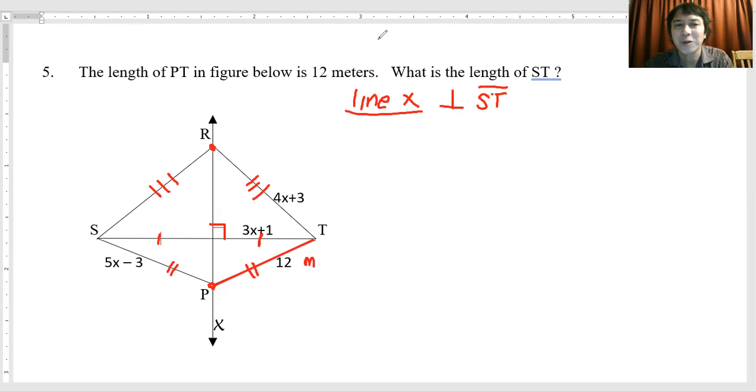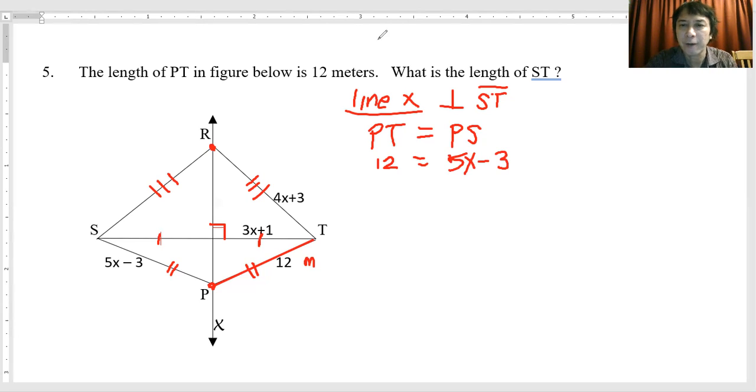So we shall make use of the equation PT equals PS. From the drawing, you can find this. PT is 12 and PS is 5x minus 3. All right, let's solve for x first.